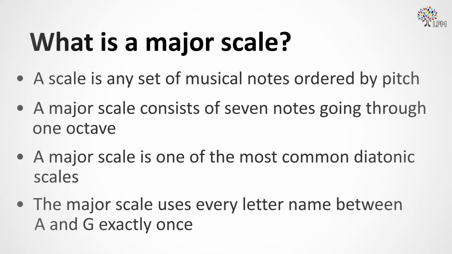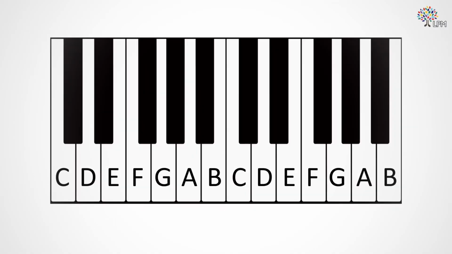The major scale uses every letter name between A and G exactly once, not including the top note that repeats the letter name we had at the beginning, but 1 octave higher. This will be super important to remember when we start using sharps and flats and have to decide which way to spell a given note, so we still have all 7 letter names in the scale. So here's the C major scale.